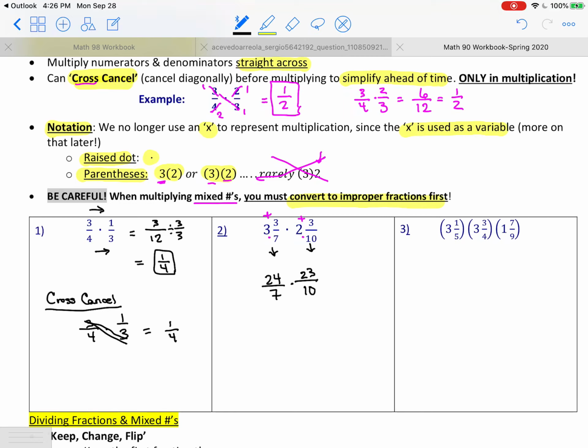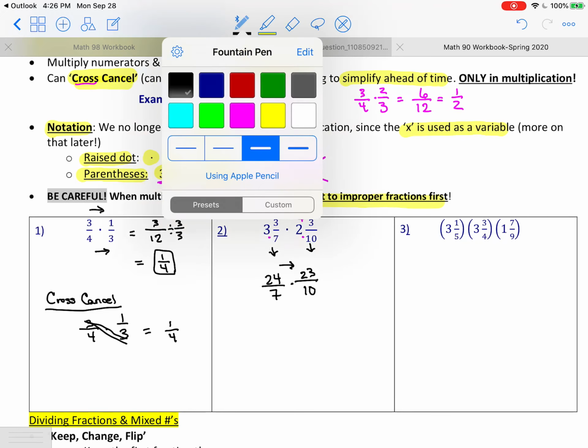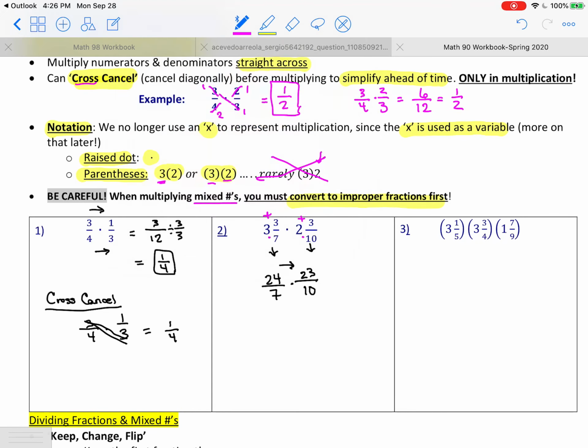Okay guys, so here's an example of when cross-canceling would be extremely helpful. If we didn't do that, we can see if we follow the rules of multiplication, we're going to have to multiply 24 times 23, which is going to give us a huge number, right? Which is fine, but at this point in the quarter, we're not really supposed to be using our calculator, so you would have to go to your multiplication matrix that's in the back of your workbook.